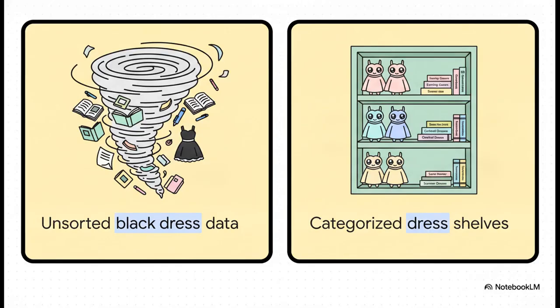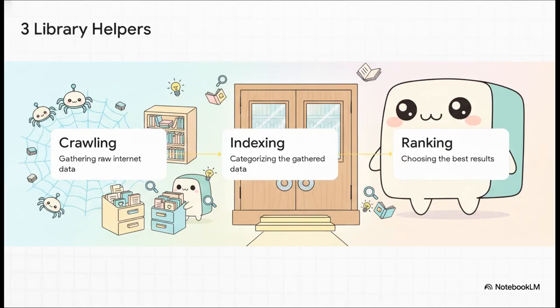And here's why this matters so much for your search. The indexer takes that chaotic tornado of unsorted generic data and carefully categorizes it into highly specific shelves. So now, when the search engine looks for a black dress, it doesn't just stare at a random pile of fabrics. It clearly sees a shelf for spring dresses, a shelf for party dresses, and so on. Now, the library is finally ready for the public. Which brings us to the third and final phase of our framework, ranking.